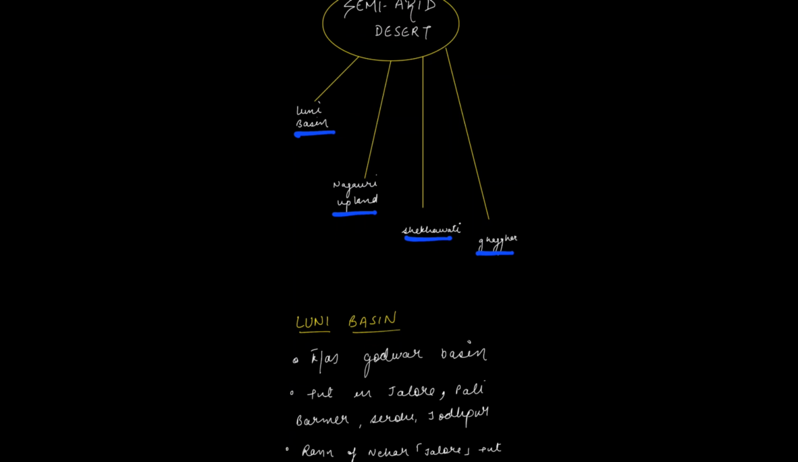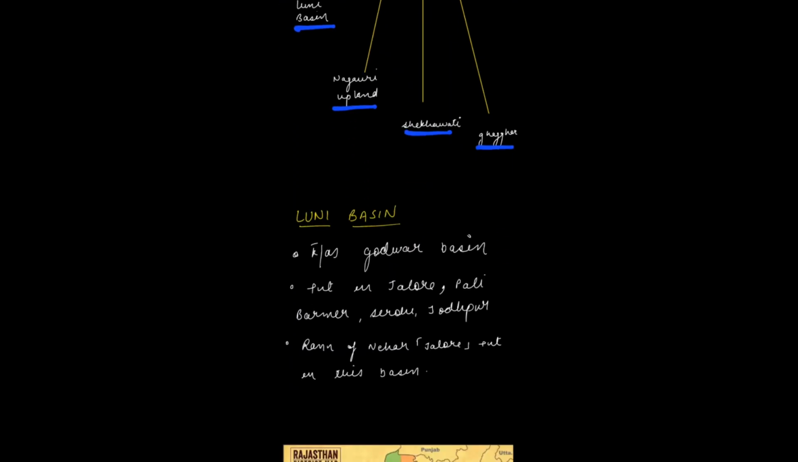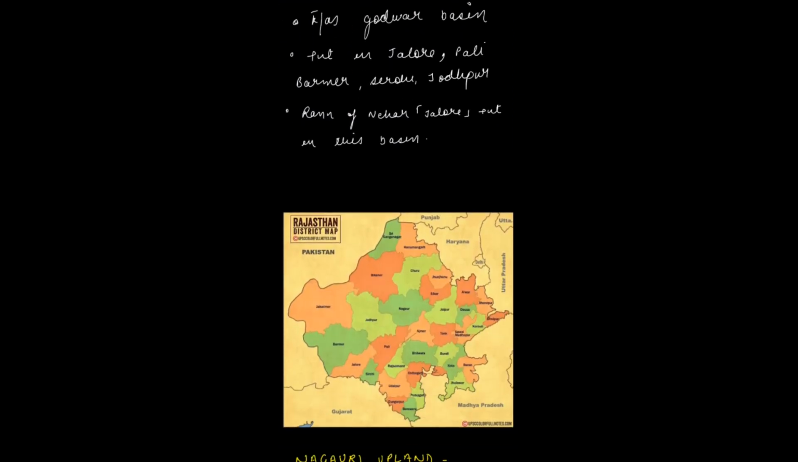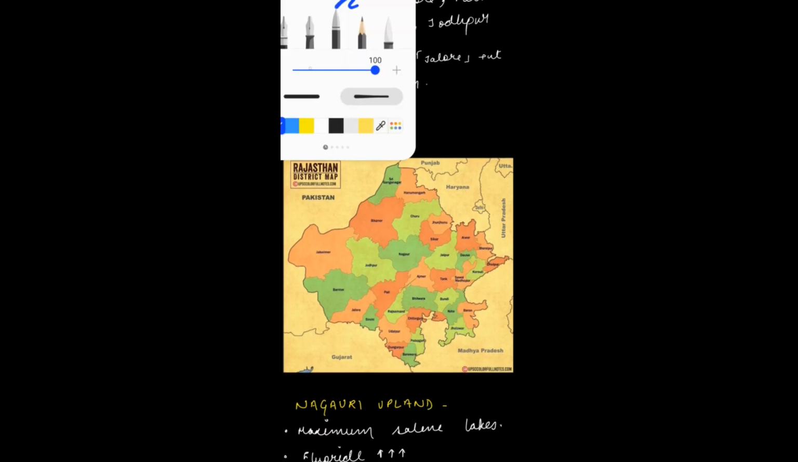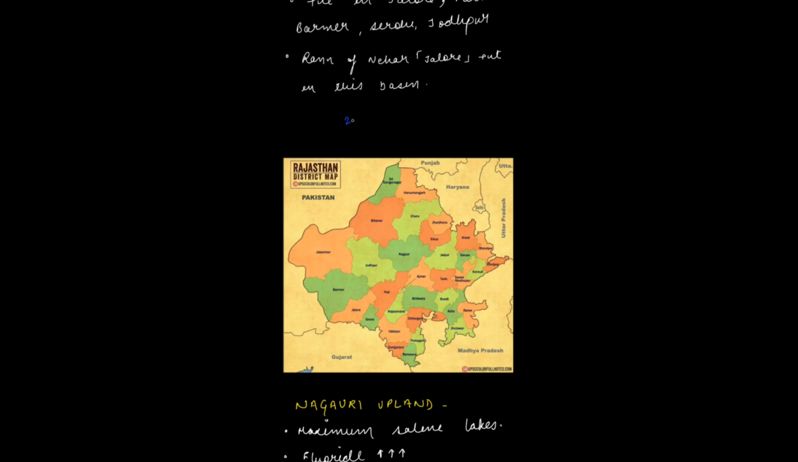So before this, let me tell you 2-3 facts. Between the 25 centimeter iso height line and the 50 centimeter iso height line we have the extension of semi-arid desert. In other words, we can say that between arid desert and Aravali we have the semi-arid desert. I hope my things are clear to you.